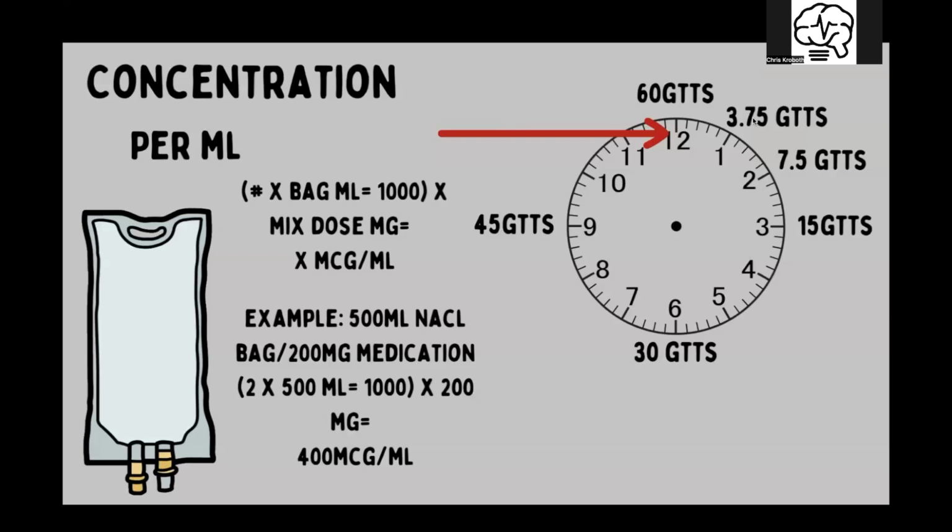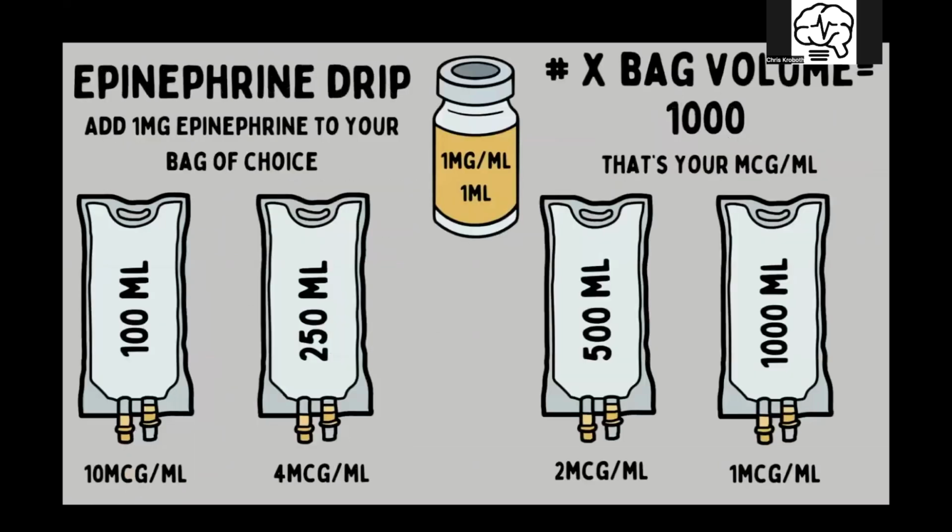So how you find that is you take the number times the bag milliliters equals 1,000, and then you multiply that by the mixing dose to get your mics per milliliter. So an example, if you had a 500 milliliter sodium bag and 200 milligrams of medication, 2 would be the number to make 500 to 1,000. So 2 times 500. Then multiply that by the dose that you're mixing into it, which is 200 milligrams. So it's a 400 mic per milliliter concentration. So that's kind of the quick street way to do it.